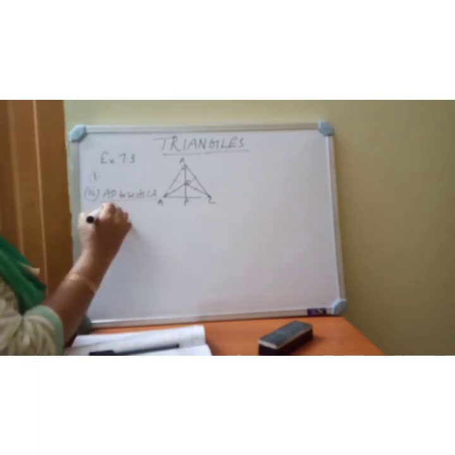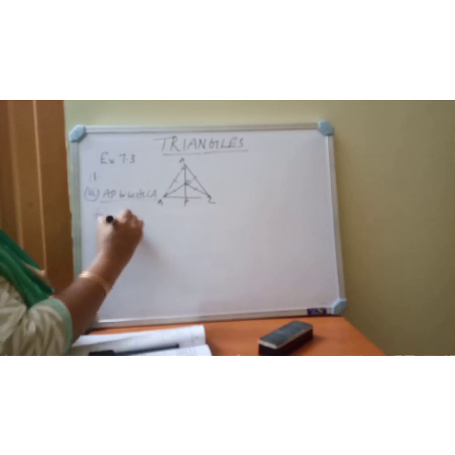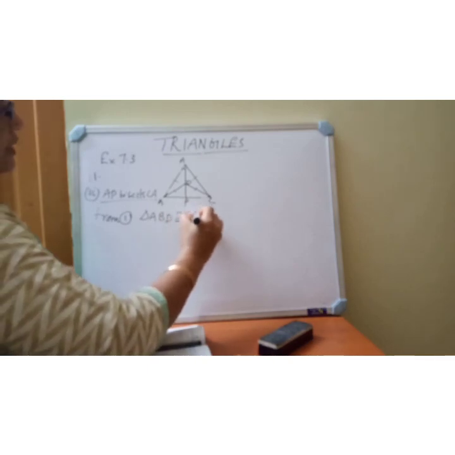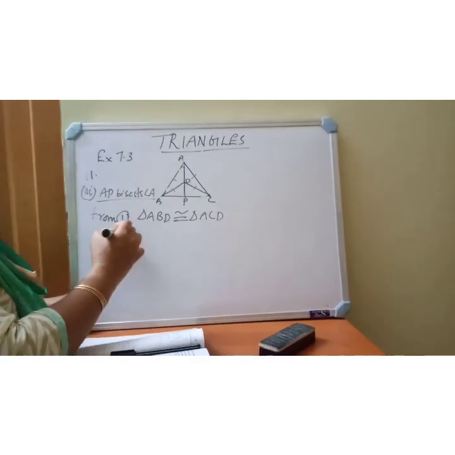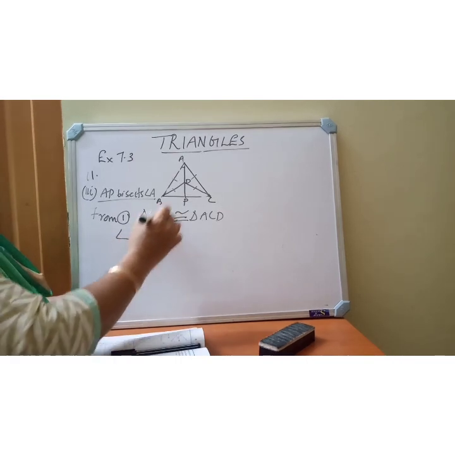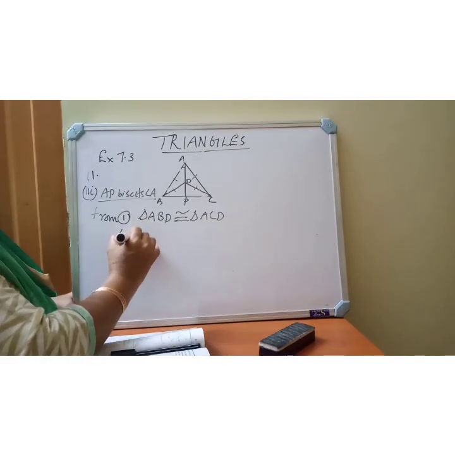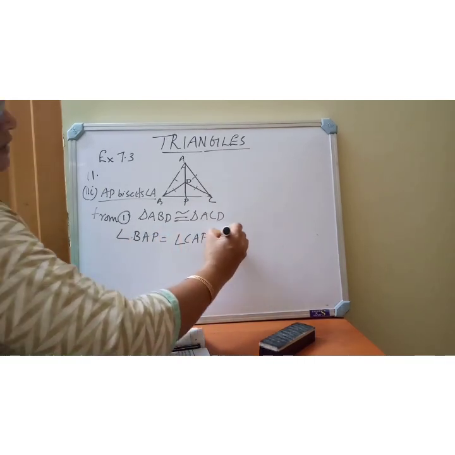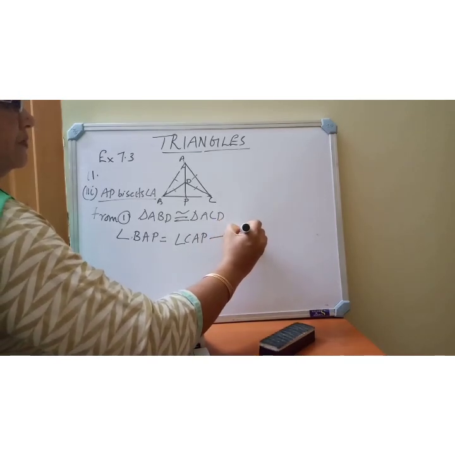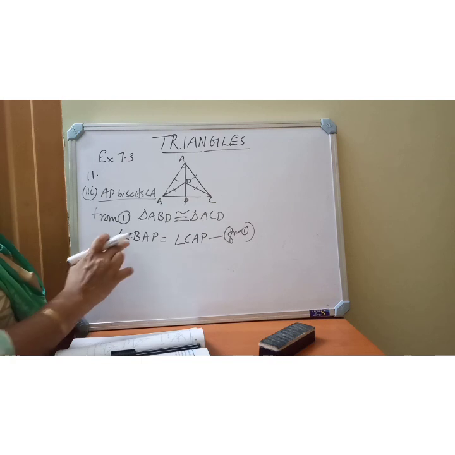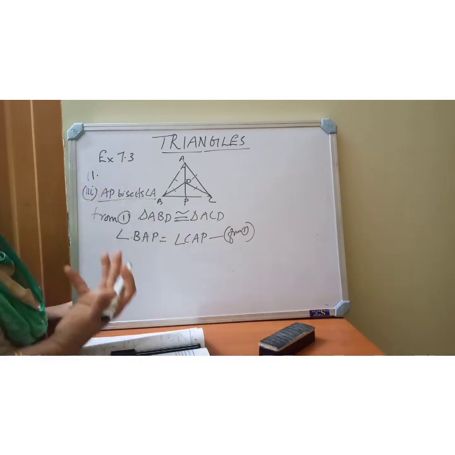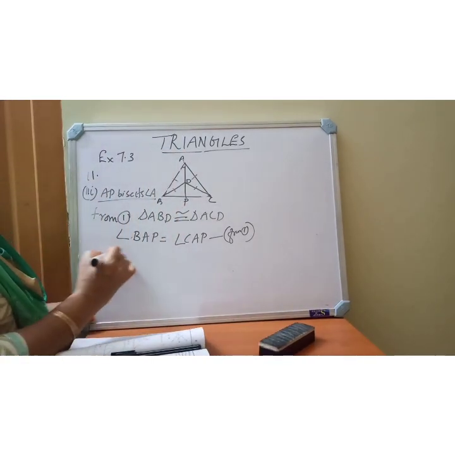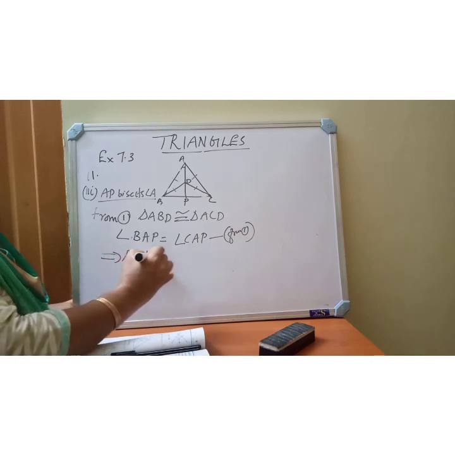So right from one, triangle ABD is congruent to triangle ACD. That implies angle BAP is equal to angle CAP. Already we proved. Okay. So angle BAP equal to angle CAP means what, children? AP is a line bisecting angle A, isn't it? Which implies AP bisects angle A.